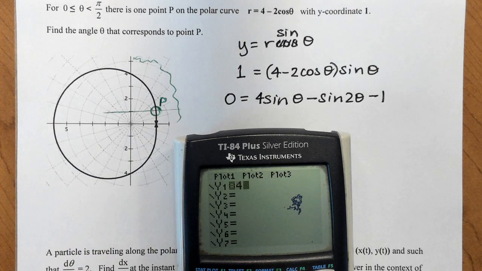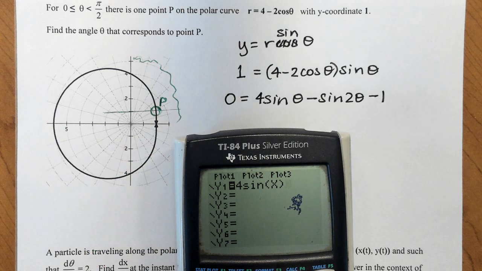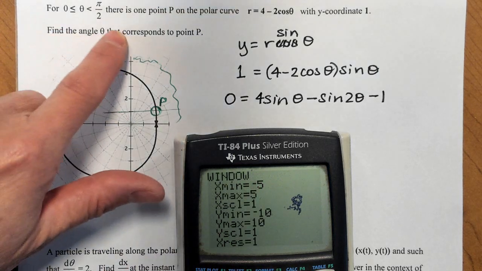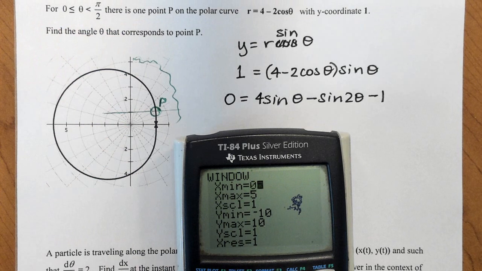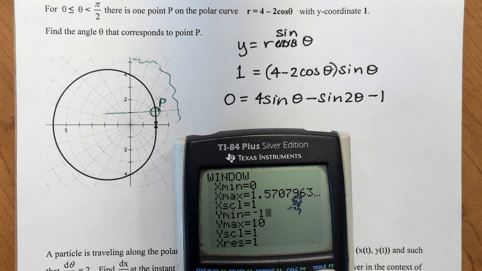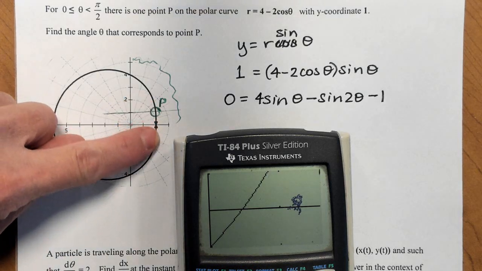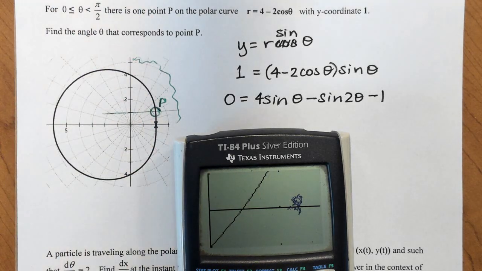So I'm typing in 4 sine x, using the function mode of the calculator, minus sine 2x minus 1. And then remember my window, I'm finding a theta between 0 and, well, I can just put pi over 2. And I just need to see the x-axis, so I can set that from -1 to 1. There it is. You can see it's a little bit past 0, which is what we were expecting.